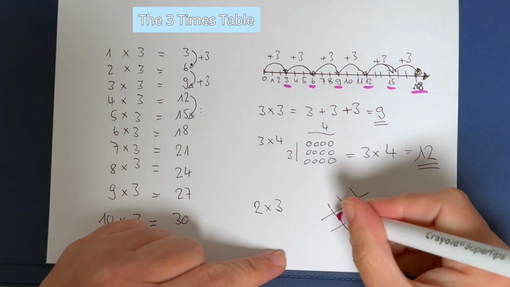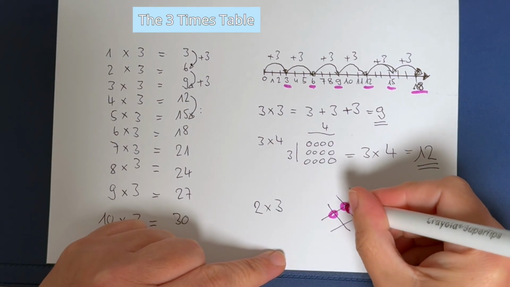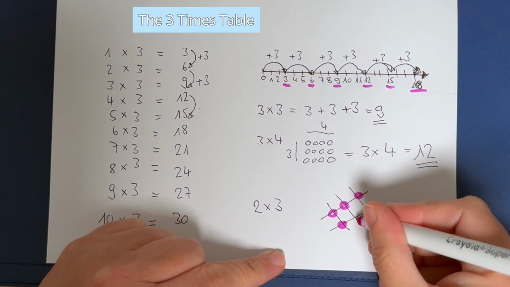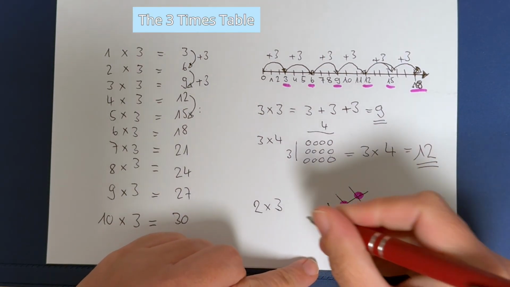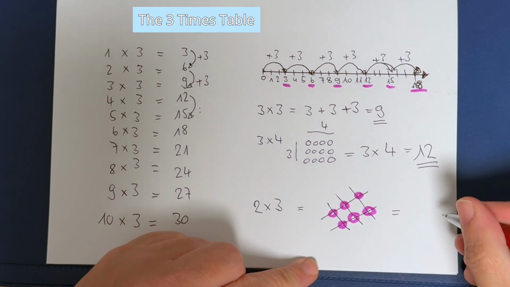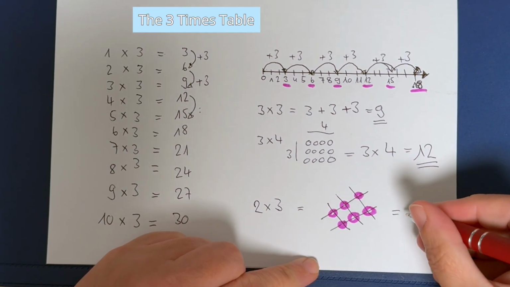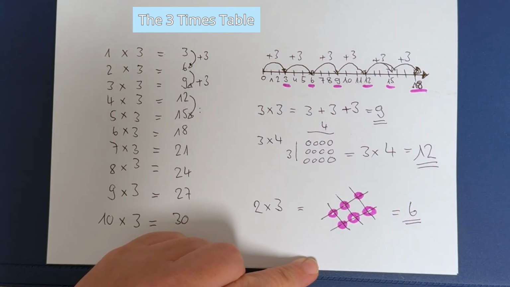Now we count the crossing points. 1, 2, 3, 4, 5, 6. So there are 6 crossing points, and that is the answer. 2 times 3 equals 6.